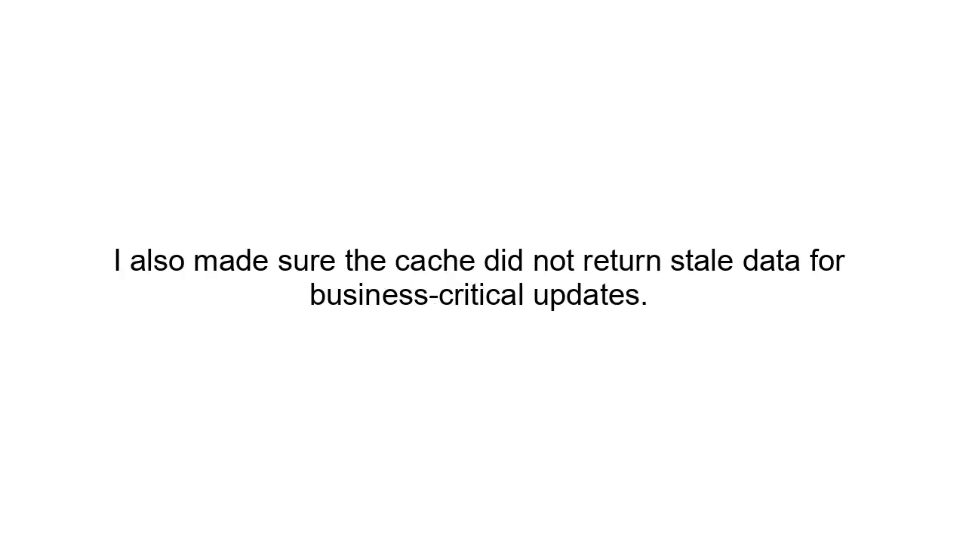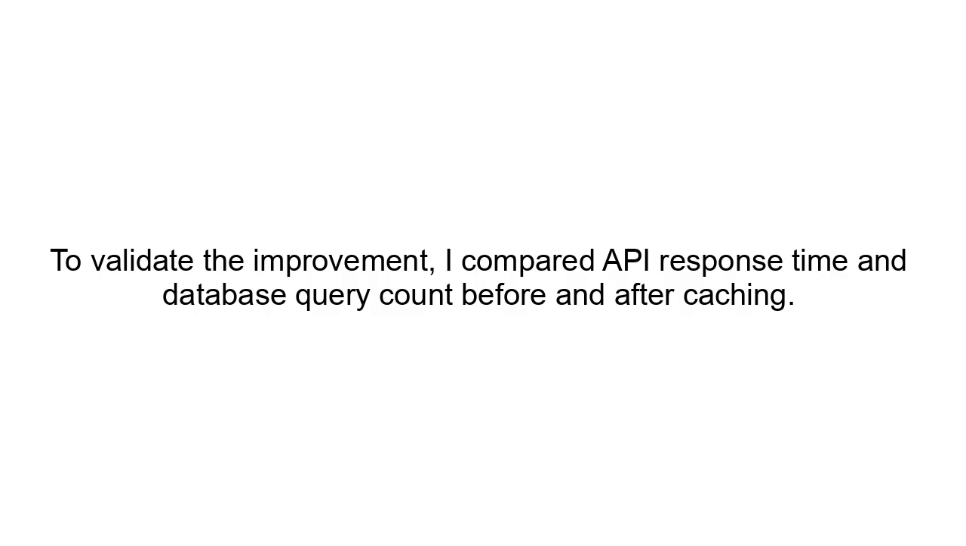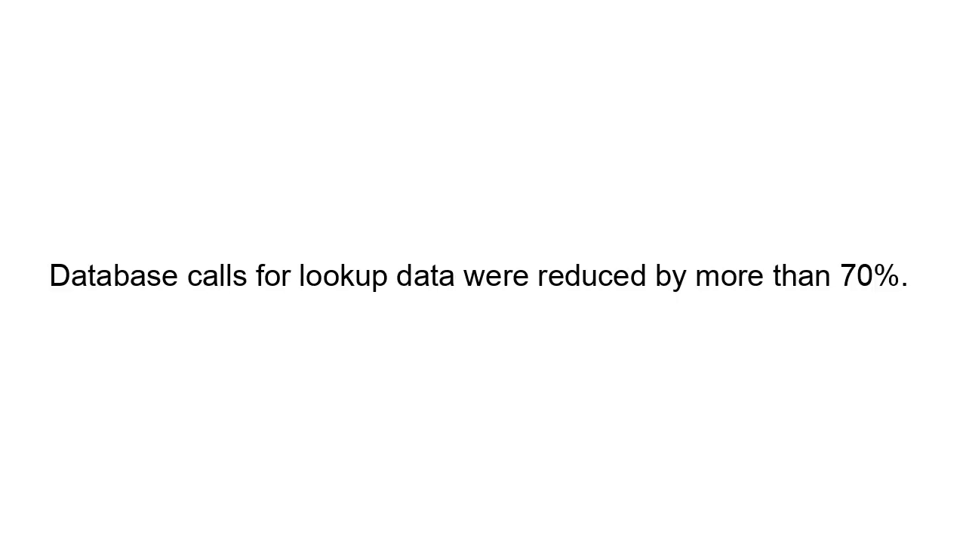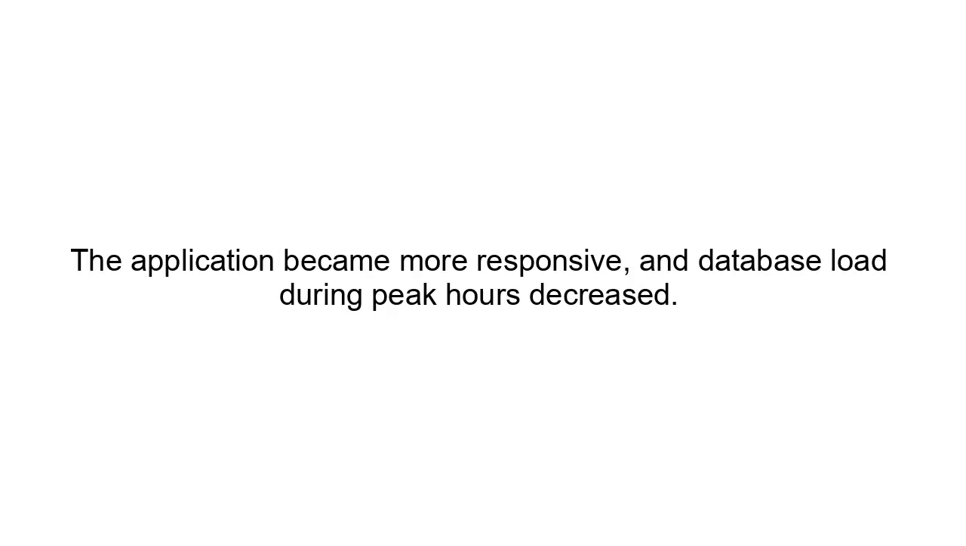I also made sure the cache did not return stale data for business-critical updates. To validate the improvement, I compared API response time and database query count before and after caching. Result: the lookup API response time improved significantly. Database calls for lookup data were reduced by more than 70%. The application became more responsive, and database load during peak hours decreased.